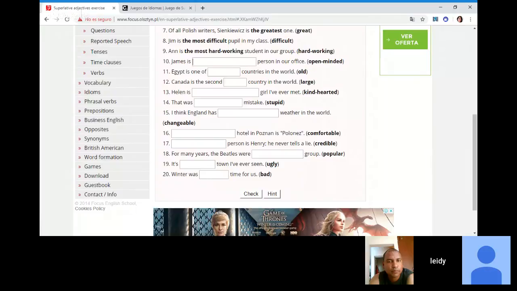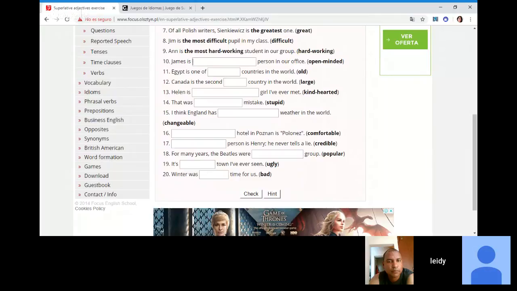What is the article in these sentences? How? What is the article? Remember that the superlatives always begin with the article. In this part, what is the article?